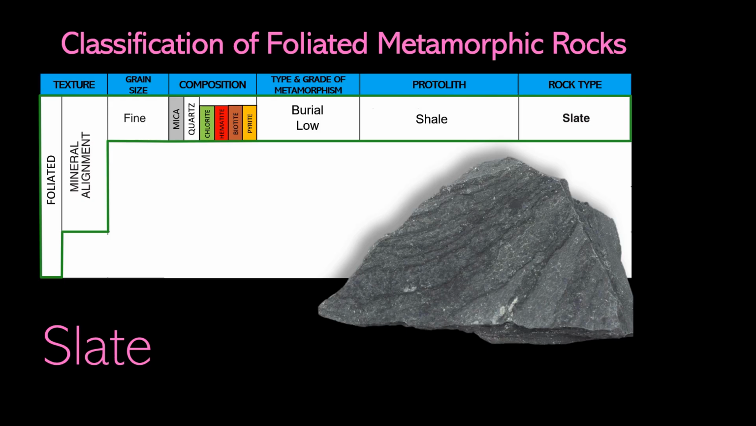Slate splits easily into smooth, flat sheets, and it is often used in roofing, flooring, and writing surfaces, as well as the bed for all professional snooker and pool tables.